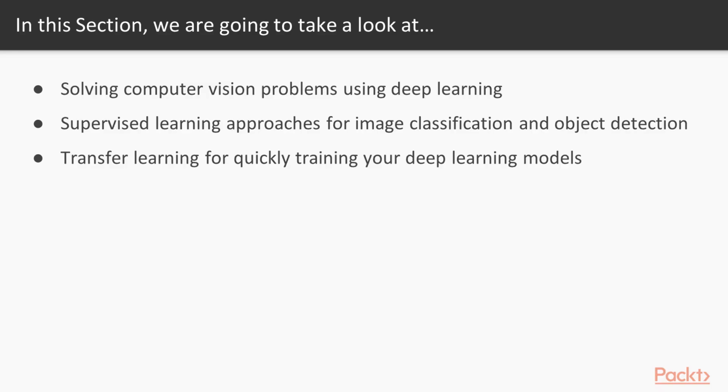In this section, we are going to take a look at solving computer vision problems using deep learning, more specifically the supervised learning approaches for image classification and object detection. We are also going to take a look at transfer learning for quickly training your deep learning models.